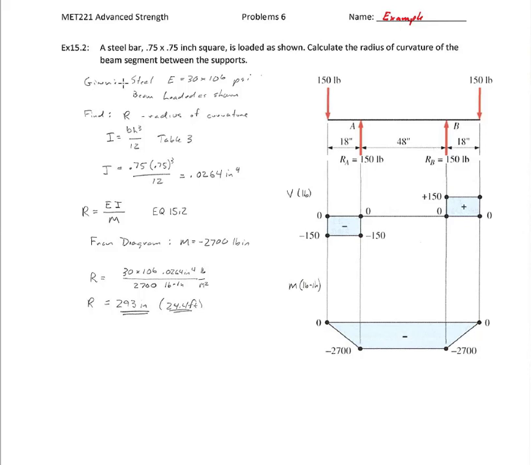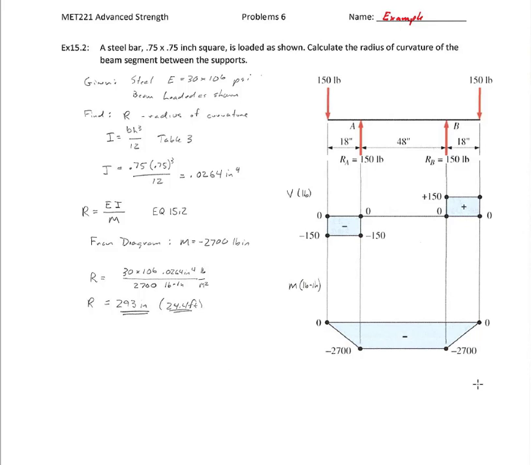First thing I did here was I found what the I was. Moment of inertia, it's bh cubed divided by 12. In this case, that's 0.0264 inches to the fourth. To find radius of curvature, we're going to use equation 15.2. R equals EI over M. So all we need to do is know what the moment is.